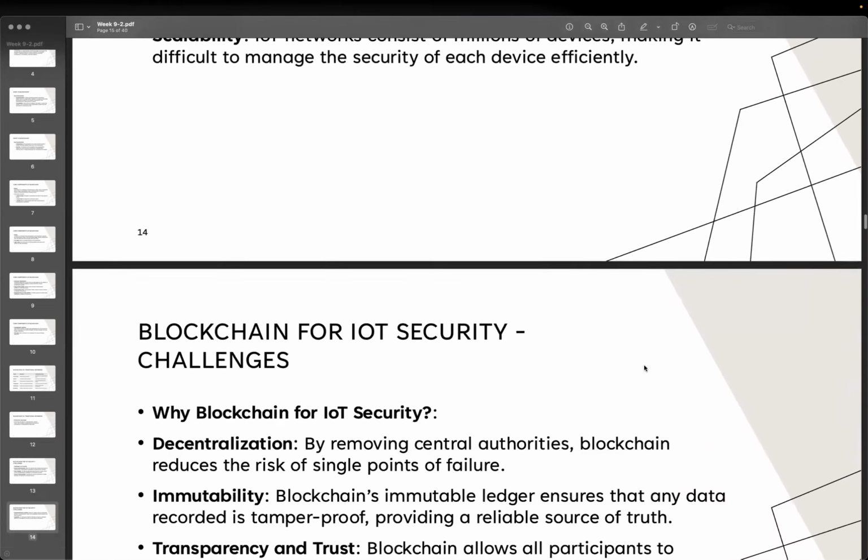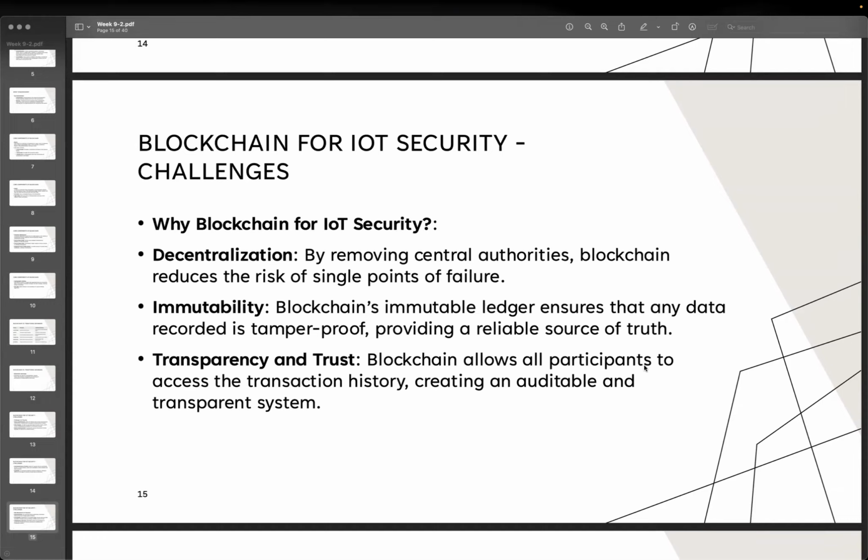Once we remove the central authorities, the blockchain can reduce the risk: if any single node, the point of failure, goes down, other nodes can be used for authorization. Okay, immutability. Because the ledger is immutable, any data they record is tamper proof. If you remember, that provides a reliable source of trust, because the records would have to be changed.